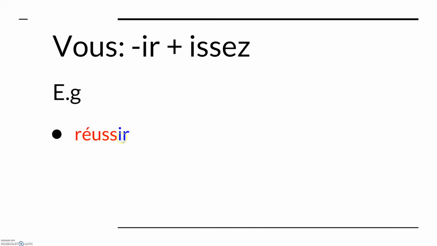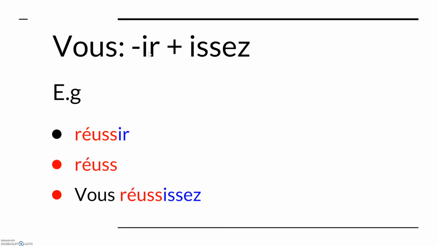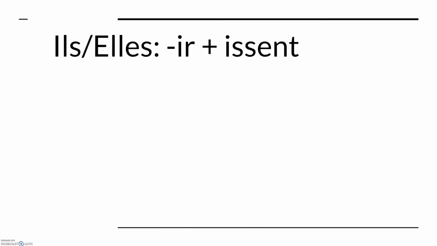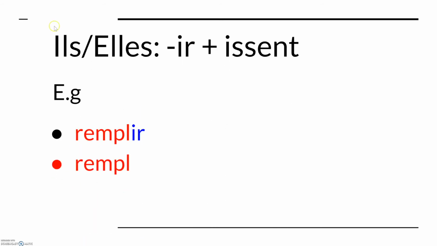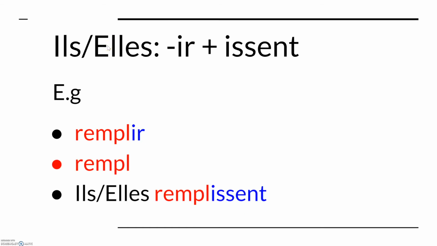So réussir, which is to succeed. If you want to say y'all succeed, you chop off the IR and you add ISSEZ. Remplir, for ils, you chop off the IR and you add ISSENT.